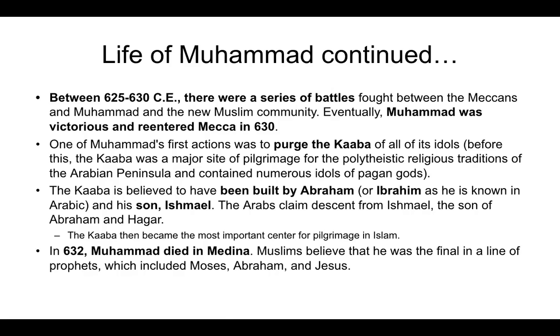So the Kaaba is believed to have been built by Abraham and his son Ishmael. We kind of know those names from the Old Testament as well, if you practice Christianity. And so this site would have been an important pilgrimage site. And then Muhammad died in Medina in 632. And so in the tradition of Islam, he was considered to be the final in the line of the great prophets. The other great prophets would have been Moses and Abraham as well.